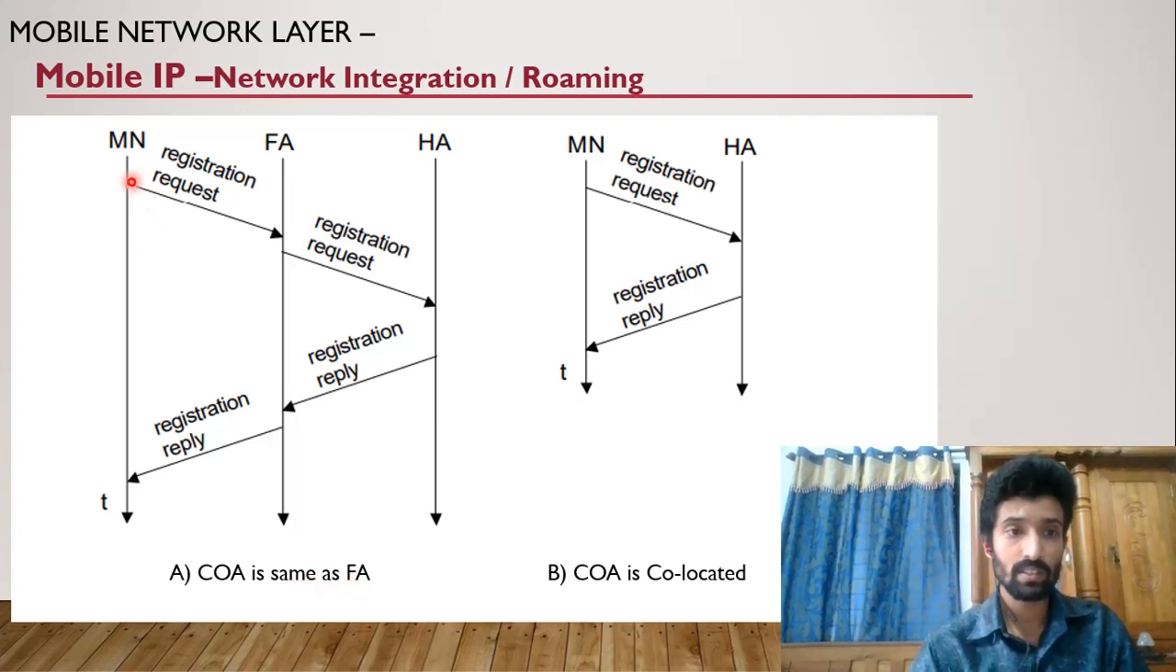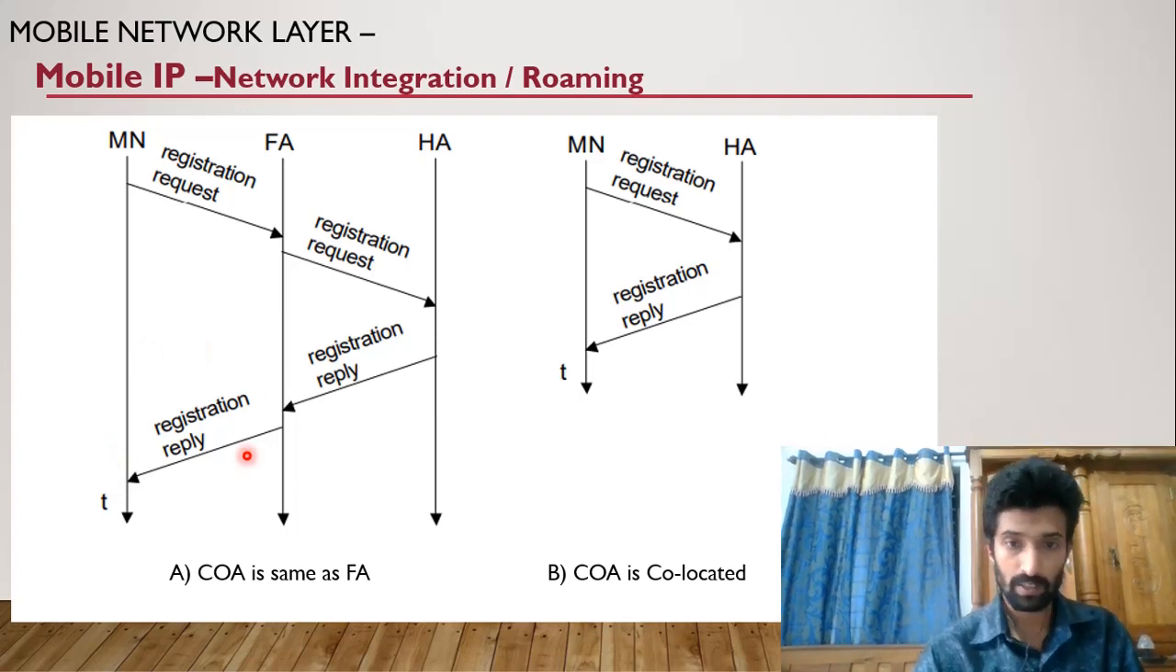At that time the registration request has to be initiated from the MN, as we discussed before. It will come to the foreign agent, and the foreign agent will forward it to its home agent. Then the home agent's response will first come to the foreign agent, and it will forward it to the mobile node. Likewise, the registration process will be completed.